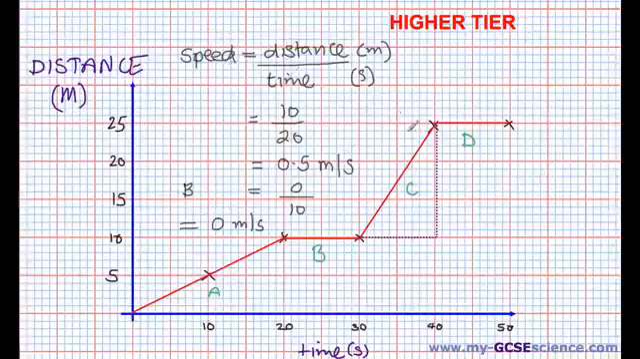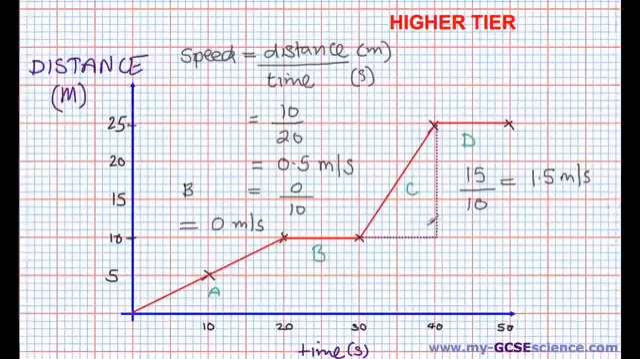So we know that speed is distance over time, so we need the distance travelled, and that's this line here. So the distance travelled for part C goes from 10 all the way up to 25. So the distance travelled is 15 meters. Now, what's the amount of time that it took to travel that distance? Well, we again look at the length of this line, and that goes from 30 to 40. So that is 10 seconds. And if we do the calculation, we have an answer of 1.5 meters per second.